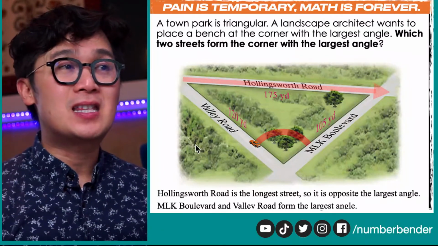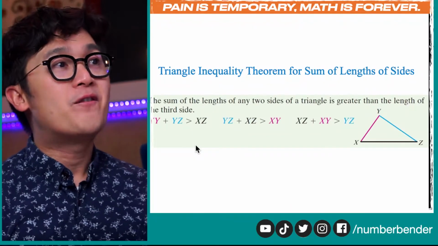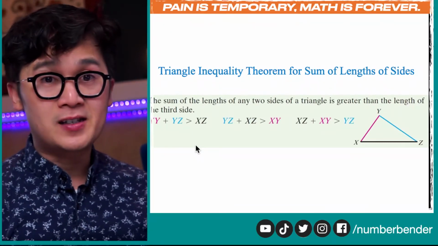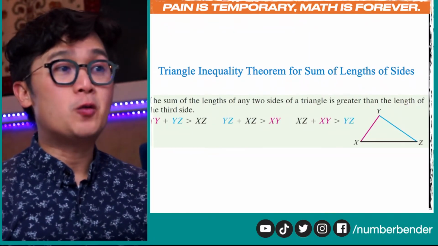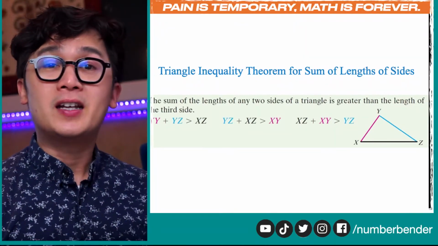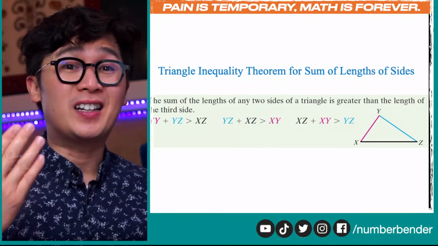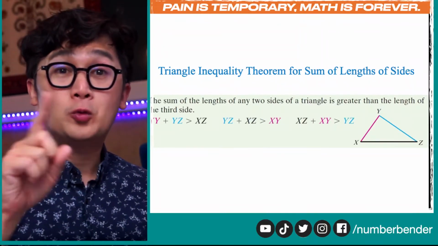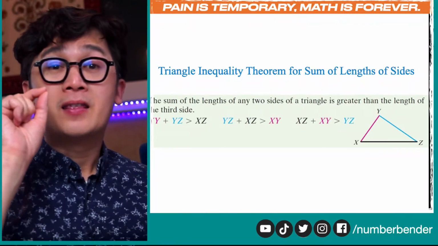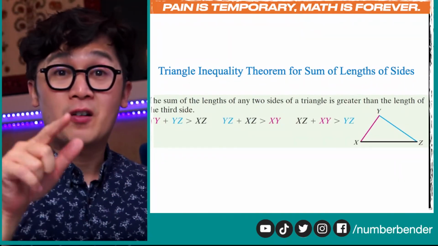And the last theorem that we're going to be using is the Triangle Inequality Theorem for the sum of lengths of sides, which tells you that the sum of the lengths of any two sides of a triangle is always greater than the length of the third side. Basically, if you add two sides of the triangle, the sum of those two sides will always be greater than the third side.